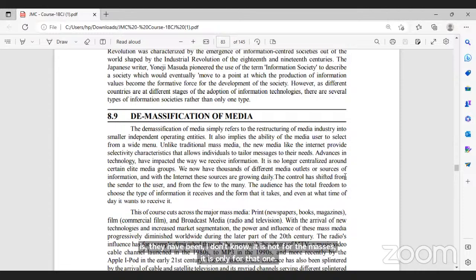So it is not necessary that I will follow. But when we open a news channel like NDTV, it is a big channel that caters to a large audience. So you have a choice. Demassification is smaller media organizations that are emerging because of the technological advancements.